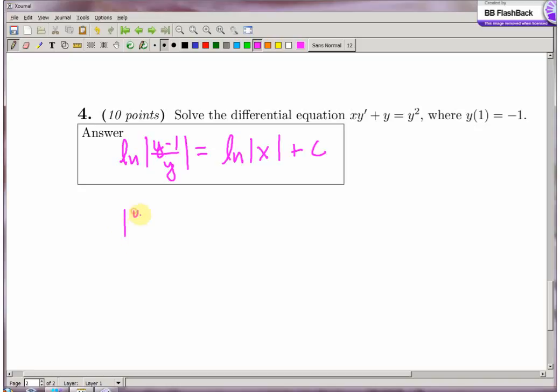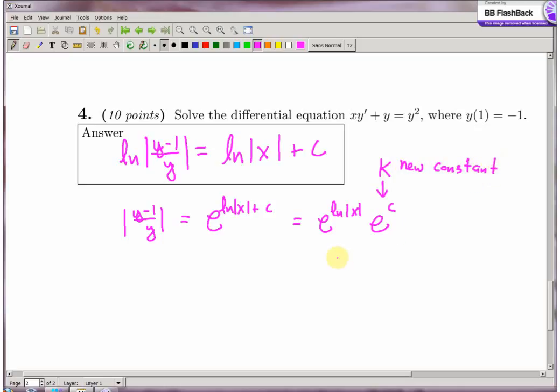Then on the left-hand side, you get y minus 1 over y. Okay, easy enough. And on the other side, let's do it the long way. You get e to the natural log of x plus c. This is the same thing as e to the natural log of x times e to the c, because that's just the way exponents work. Now I'm going to rename this a new constant, which I'm going to denote by the letter k. It's just going to make the notation simpler.